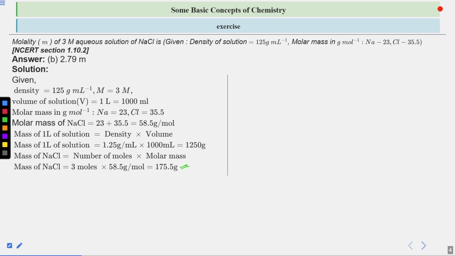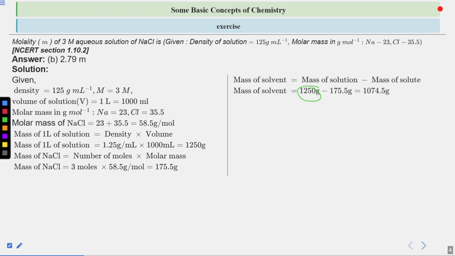Next we get the mass of the NaCl, which will be 175.5 grams. The mass of the solution is already calculated, and in that mass, the amount of solute is also calculated, which is 175.5 grams. If you put all of these values, you will get the mass of solvent as 1074.5 grams.